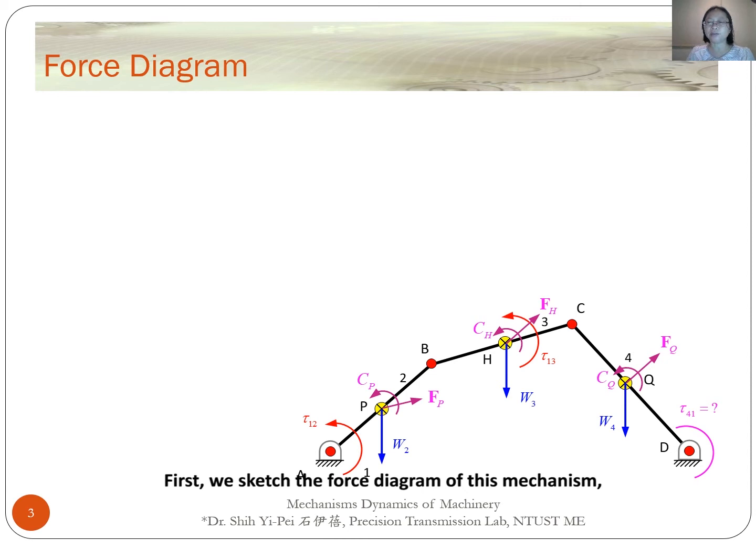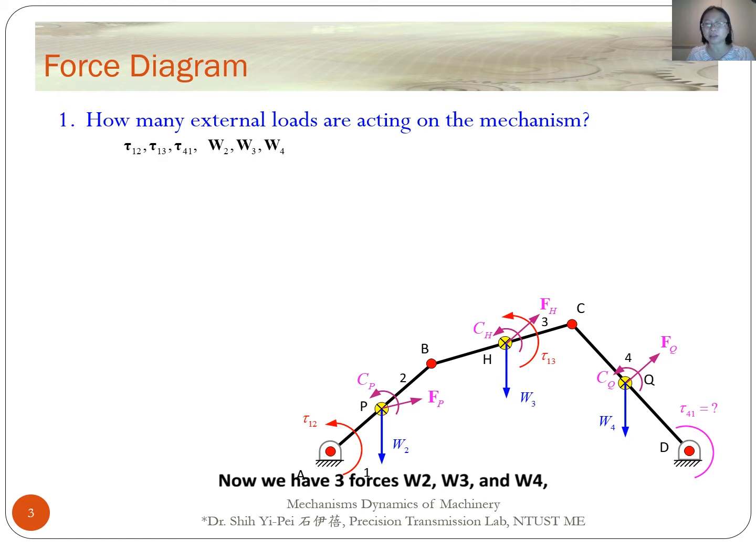First, we sketch the force diagram of this mechanism. Here, external loads and the inertial loads are involved. For conservation of power, we don't need to consider internal forces, for example, forces in coordinate joints A, B, C, and D. Now we have 3 forces, W2, W3, and W4, and 3 torques, tau12, tau13, and tau41. Only the output torque, tau41, is unknown, so we can use the conservation of power to determine it.